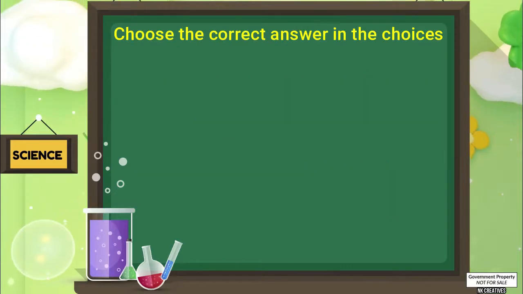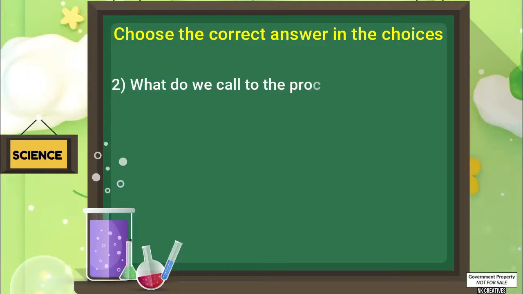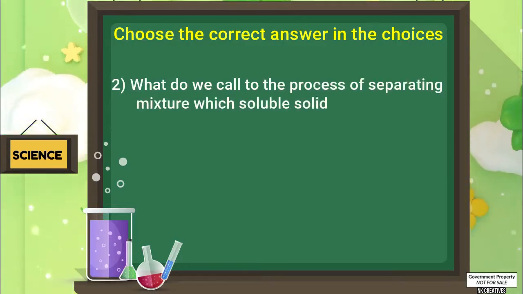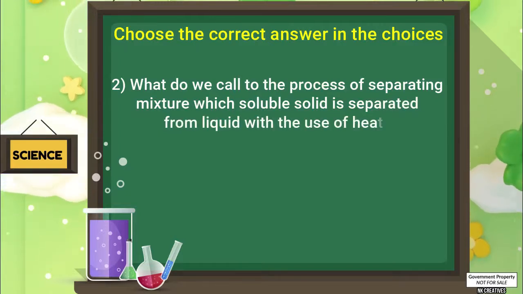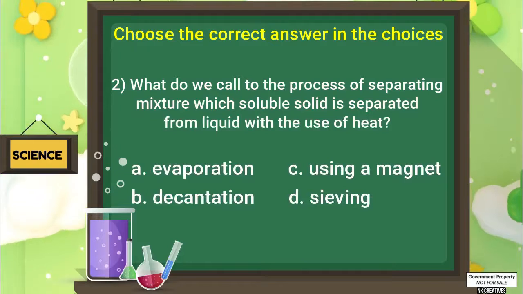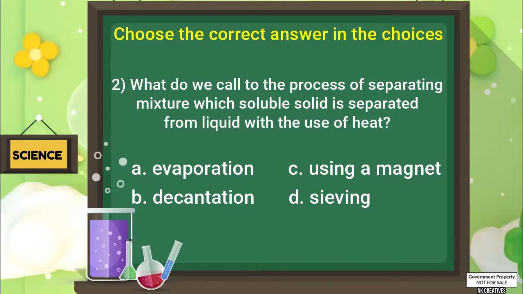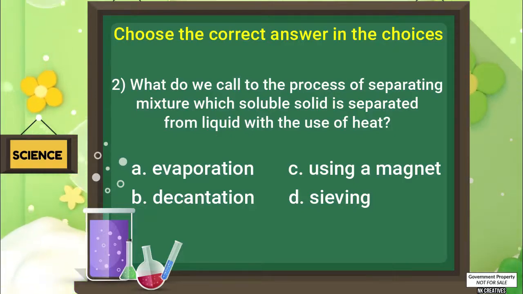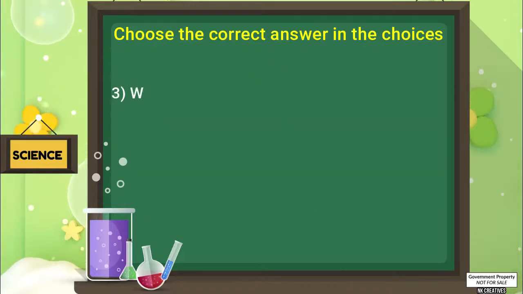Decantation. Number 2. What do we call the process of separating a mixture in which a soluble solid is separated from liquid with the use of heat? A. Evaporation. B. Decantation. C. Using a magnet. D. Sieving. The correct answer is letter A. Evaporation.